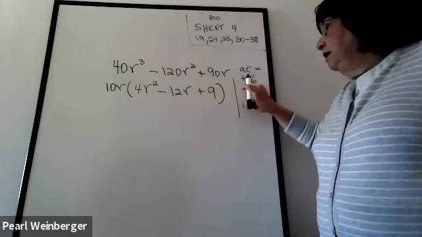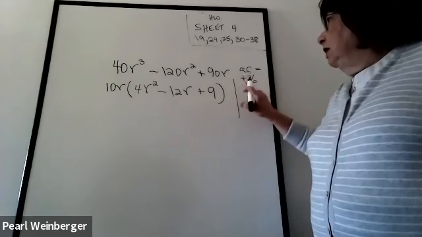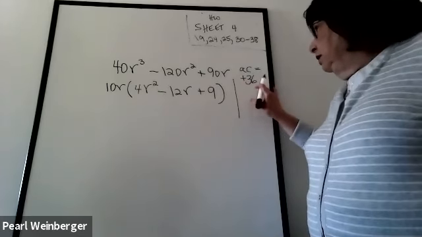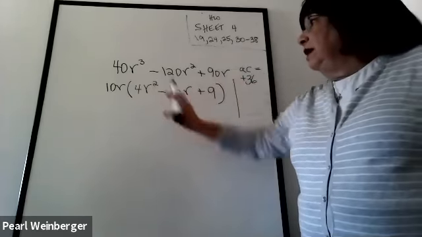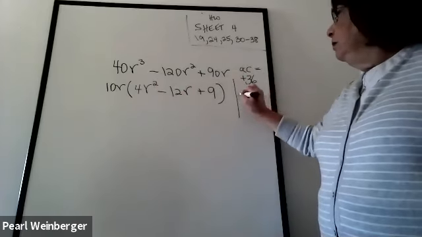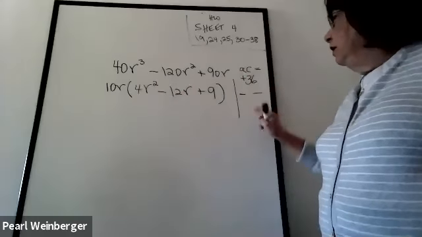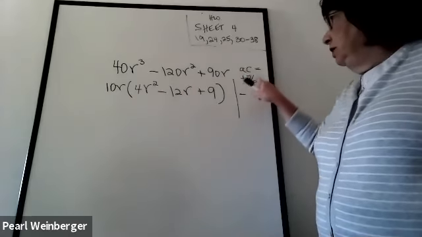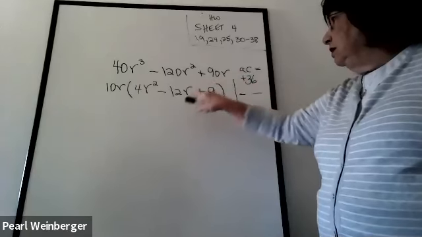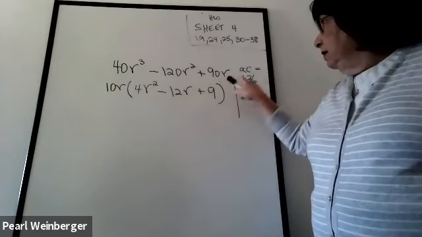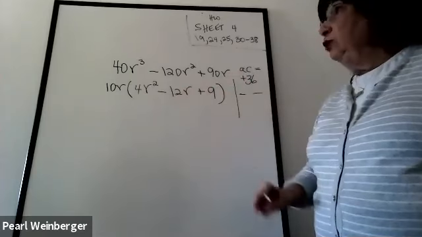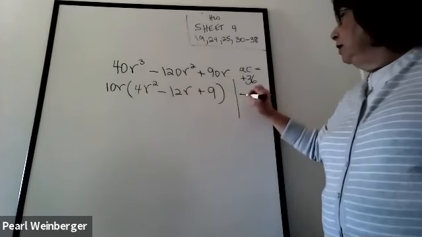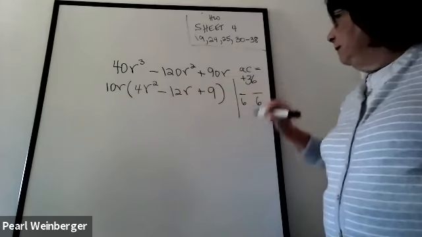Since this is a positive 36, we're either going to have 2 pluses or 2 minuses. I look at that middle term and it's negative. It must be that they're both negative. So I'm looking for 2 numbers that multiply to 36, and when I add them, because it's positive, it'll give me 12. And I think everybody will realize it's 6 and 6.